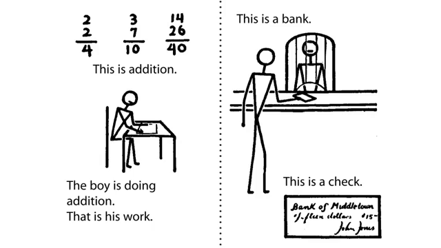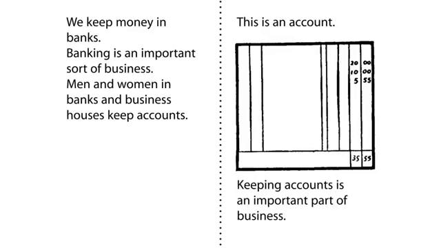This is addition. The boy is doing addition. That is his work. This is a bank. This is a check. We keep money in banks. Banking is an important sort of business.